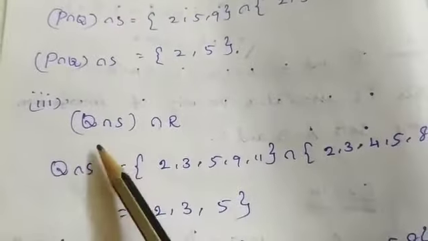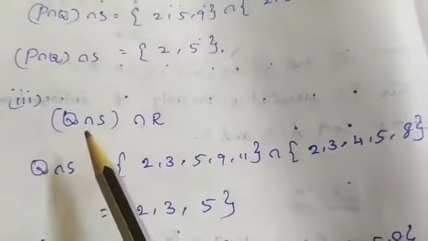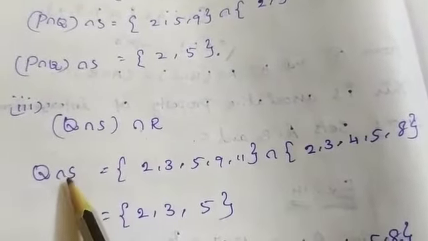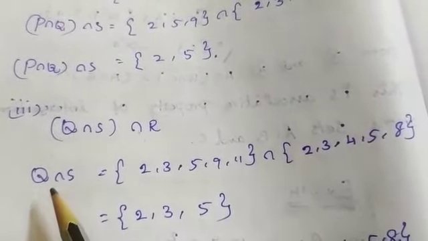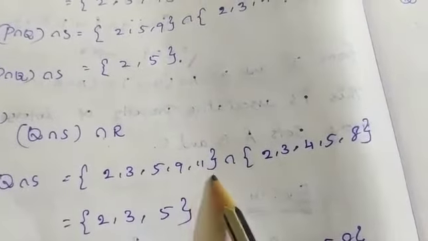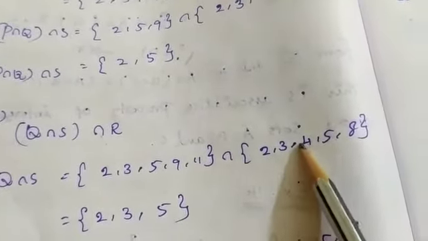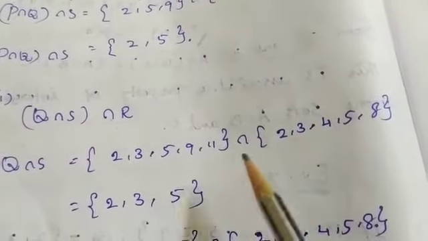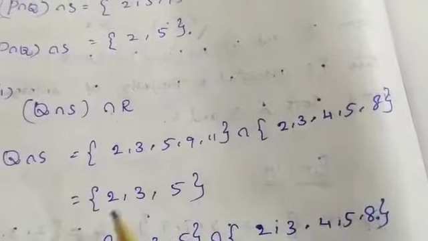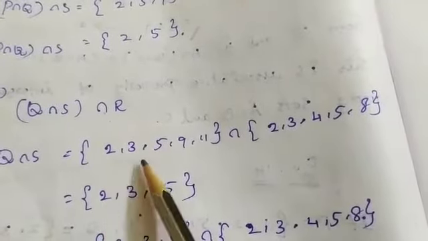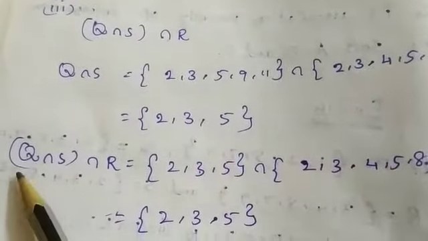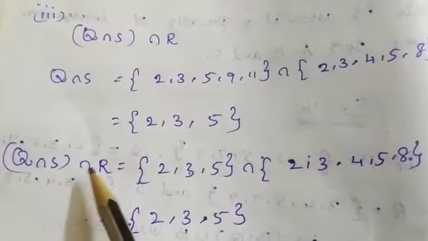So now the third part solution. First, Q intersection S intersection R. We are finding the bracket, the first bracket values. Q intersection S equal to, so Q values are here, intersection S values are here. Intersection means common values. 2 is here, we are taking 3. Next 5.